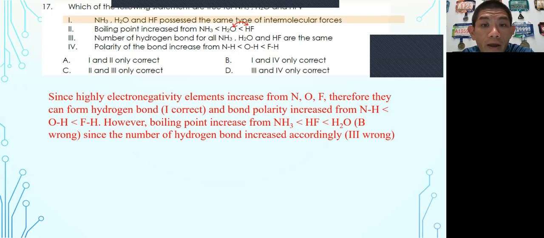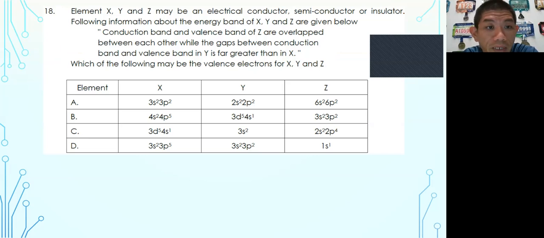Number 3, number of hydrogen bonds for all NH3, H2O, and HF are the same, which is wrong. H2O has more hydrogen bonds. And polarity of the bond increases from NH to OH to HF, which is correct. Why? Because the higher the electronegativity, the more the polarity of the bond. Okay, so the best answer in here is 1 and 4 only. So this is for number 17. So we go to number 18.